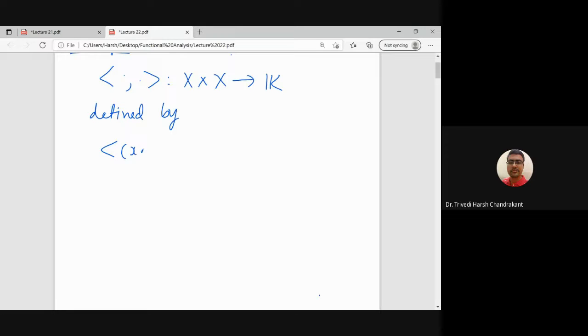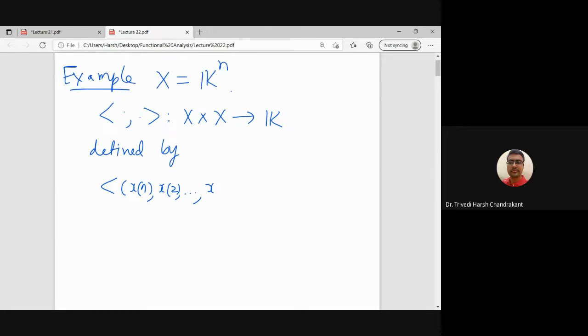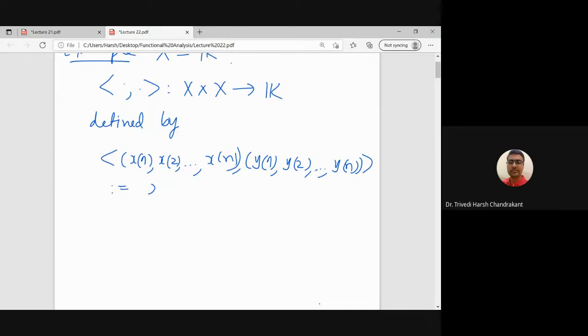So first vector is x1, x2, xn, its inner product with y1, y2, yn. This we are defining to be w1 x1 y1 conjugate plus w2 x2 y2 conjugate, and the last is wn xn yn conjugate.